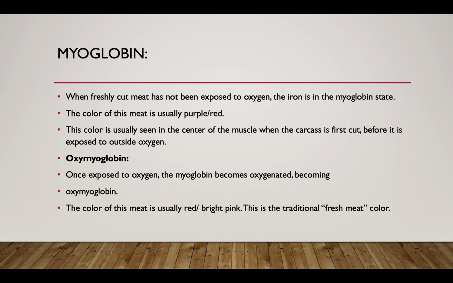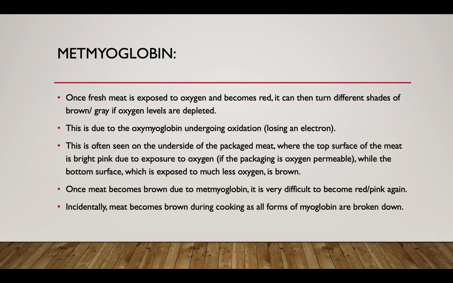The color of this meat is now bright red or pink, which is traditionally called the fresh meat color. Once the fresh meat is exposed to oxygen and becomes red, it can then turn different shades of brown or grey if oxygen level depletes. This is due to the oxymyoglobin undergoing oxidation and losing electrons.